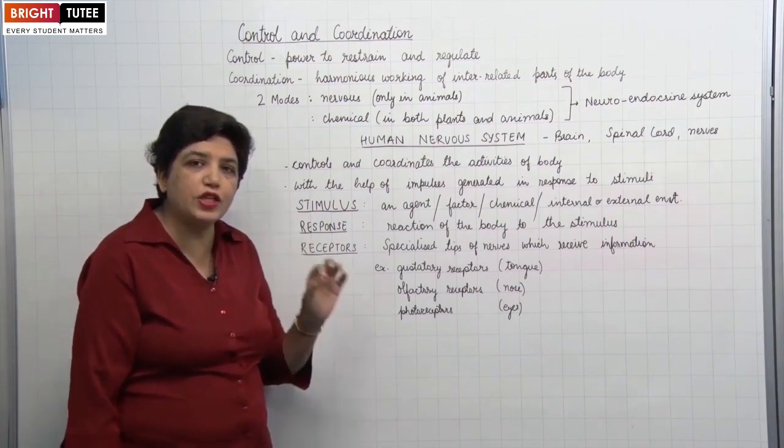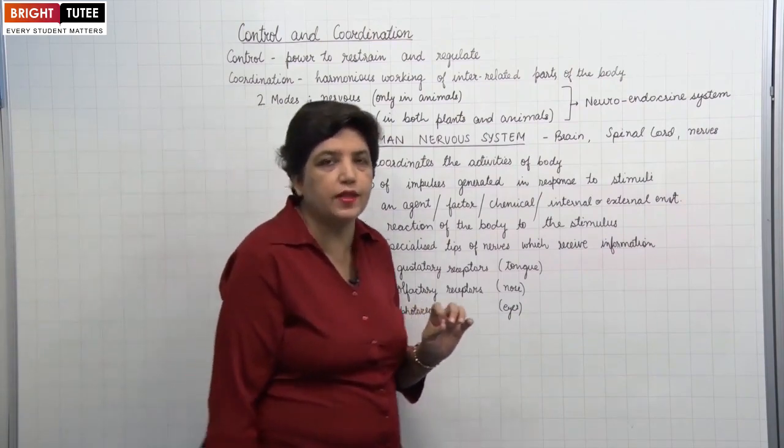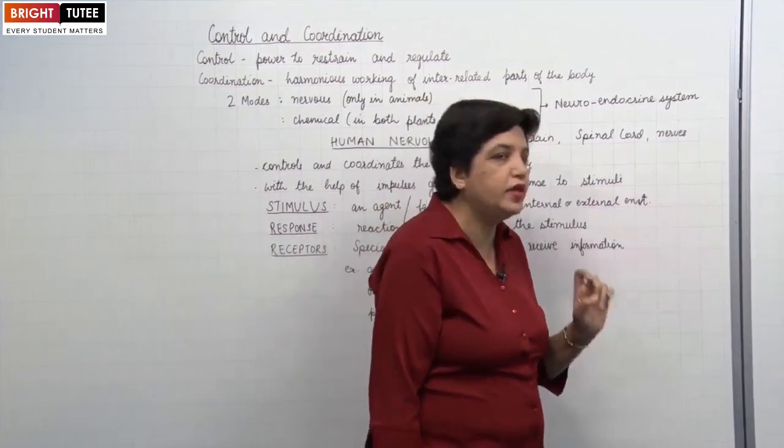Now, the main functional and structural unit of the nervous system is a nerve cell. The nerve cell is also called a neuron.